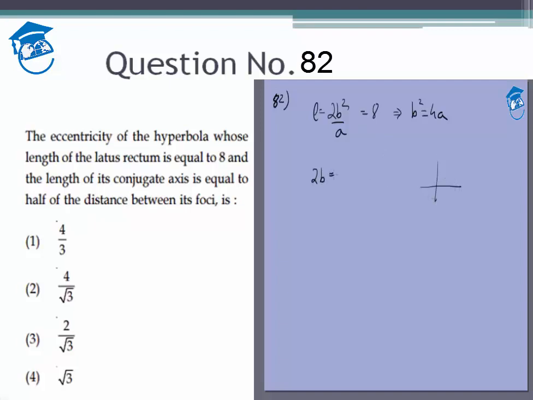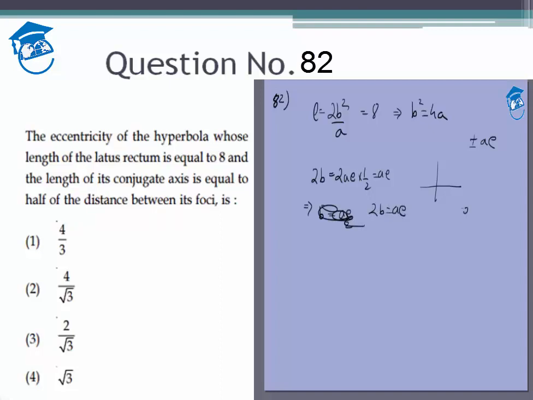This is equal to half the distance between the foci. And the two foci are located at plus minus AE. So the distance between them is 2AE. And half of that is AE, which means b is equal to AE by 2. Let's just write 2b is equal to AE.